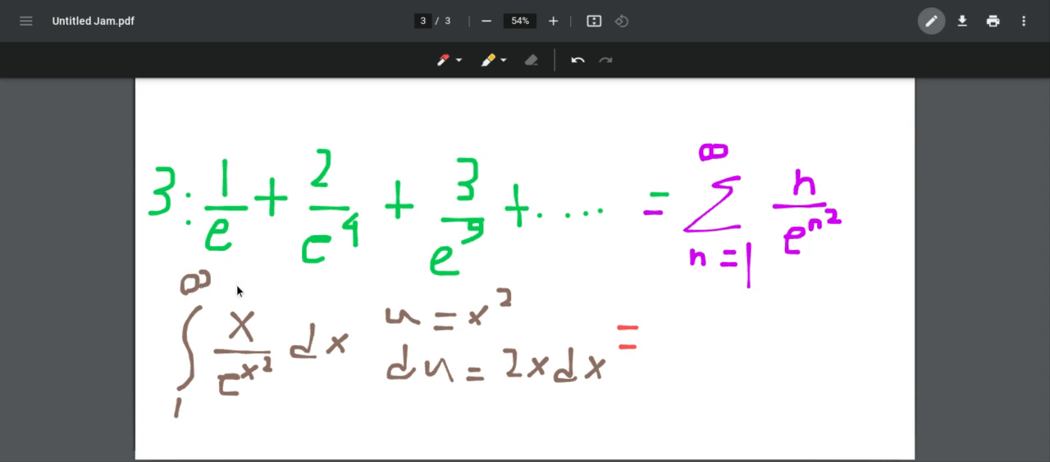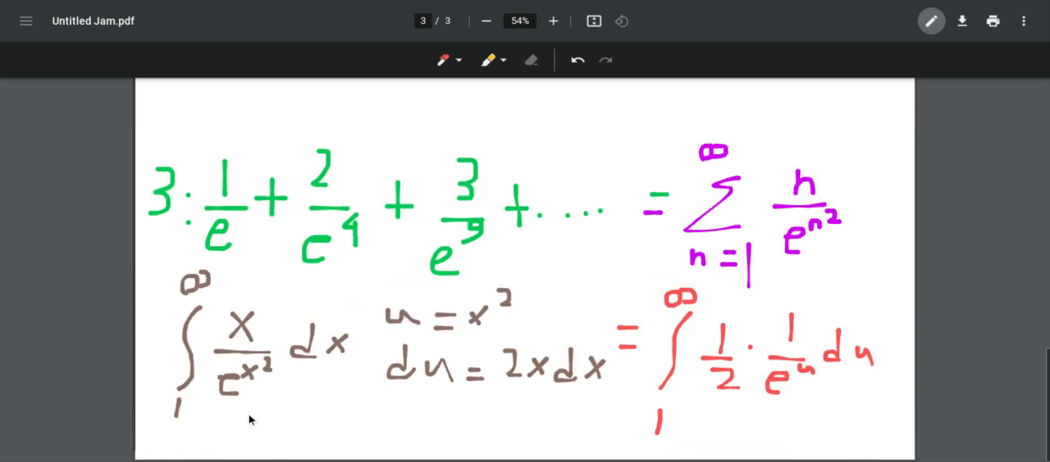Because it's an integral, it has limits of integration, so we should change the limits using the substitution we made. When x is 1, u is also 1. When x is infinity, u is also infinity. So the boundary doesn't change. And if we divide by 2x, the x is cancelled, so we just have 1 over 2 times 1 over e to the power of u, and then we have du.